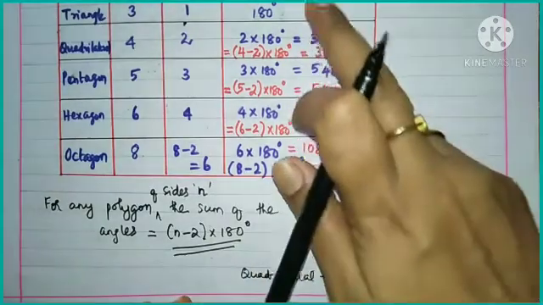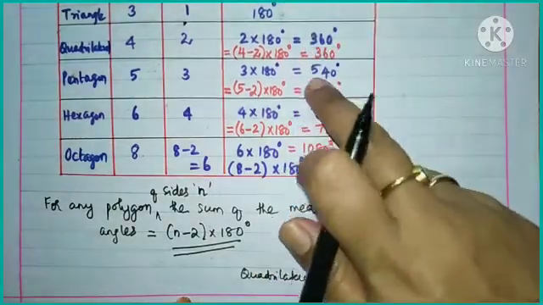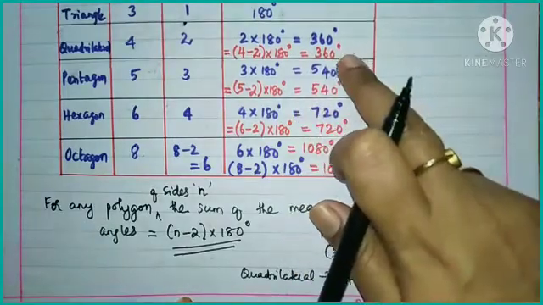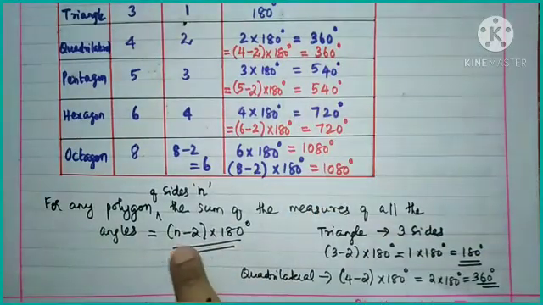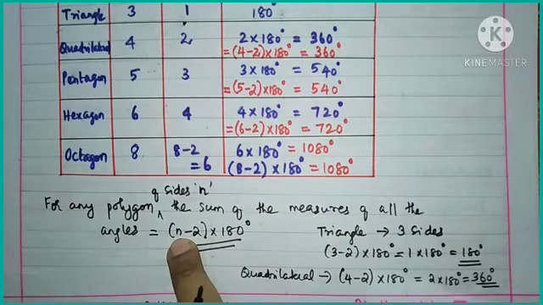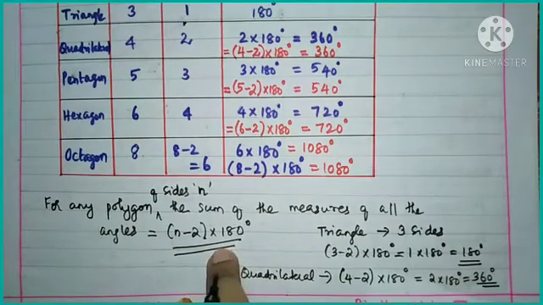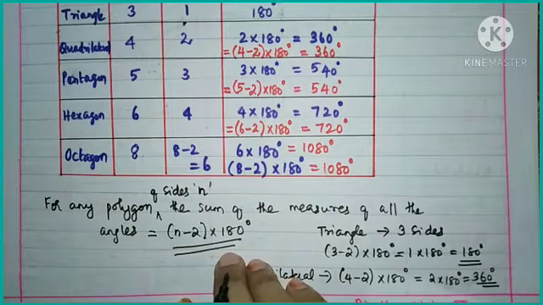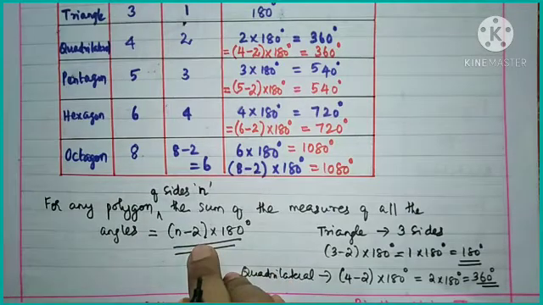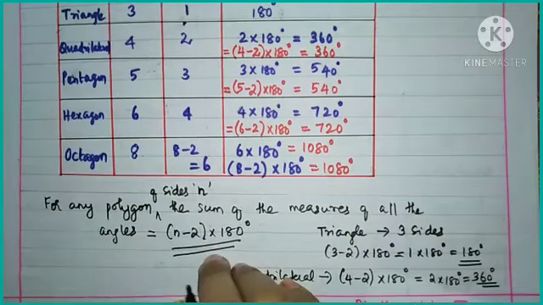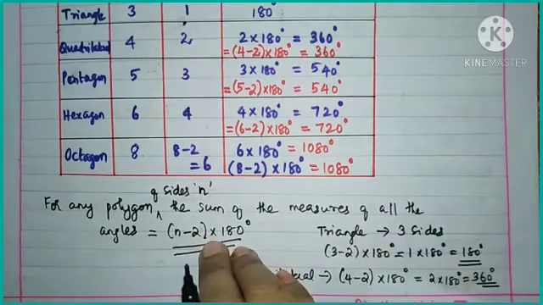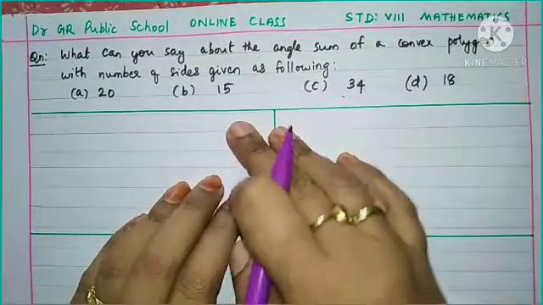So we started from triangle, quadrilateral, pentagon, hexagon, and generalized the formula, and this n denotes the number of sides of the polygon. Using this relation we can find out, for any polygon, the sum of the angles of that particular polygon. Okay, now we are going to see some examples. This is your first problem, children.